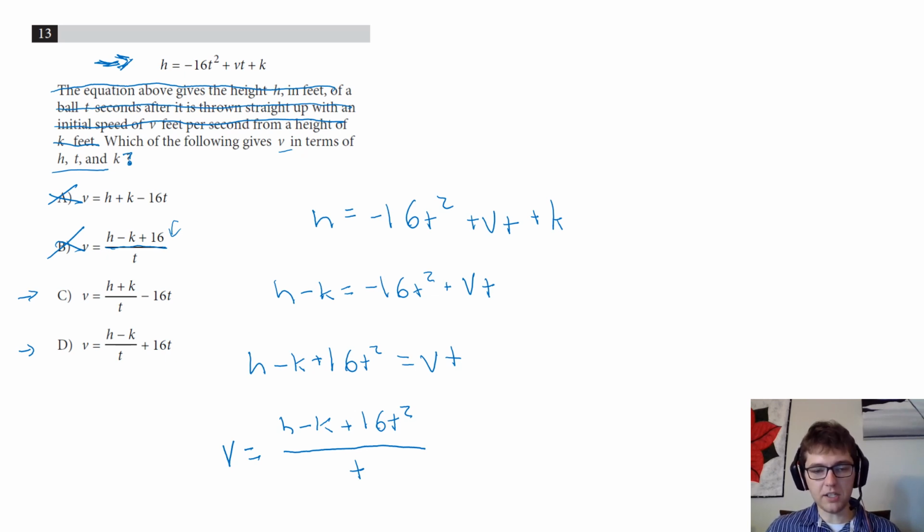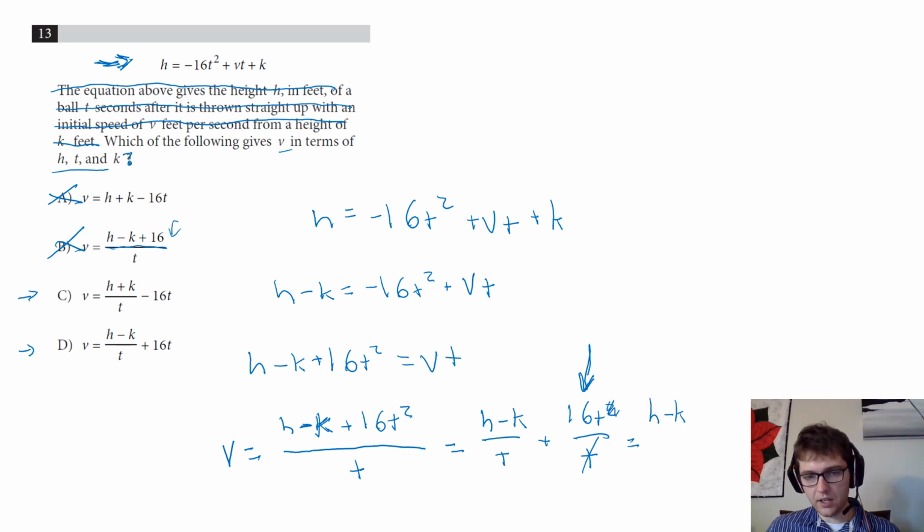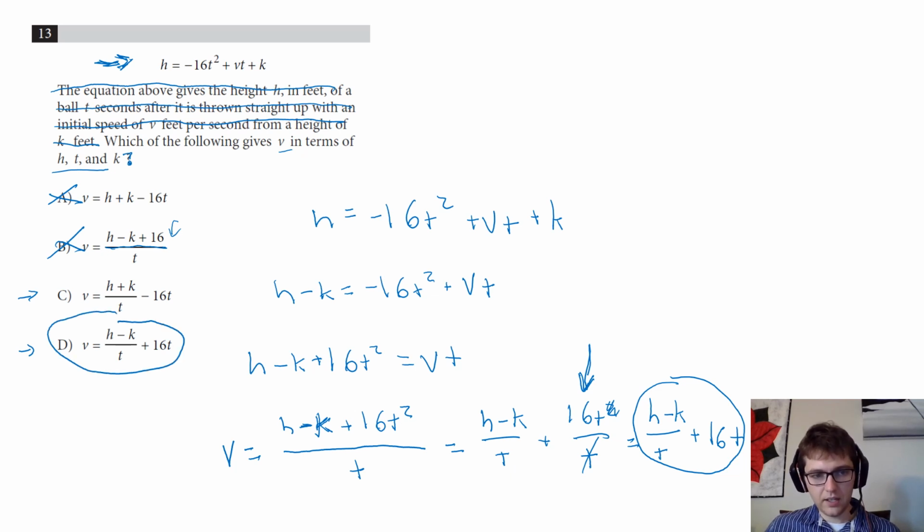h minus k over t minus 16t. Why do they have this here? So all they did was break this up into v is equal to h minus k divided by t plus 16t squared divided by t. And in this term here, you can eliminate a t. So make that t and t squared, which leaves you with h minus k divided by t plus 16t. And that's really your final answer. And that exists as answer choice D. D is the correct answer.